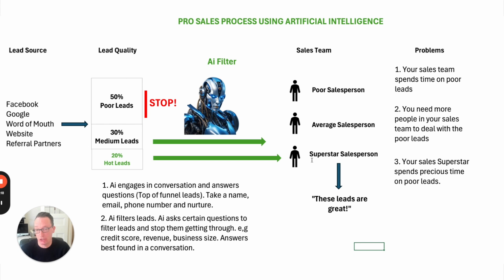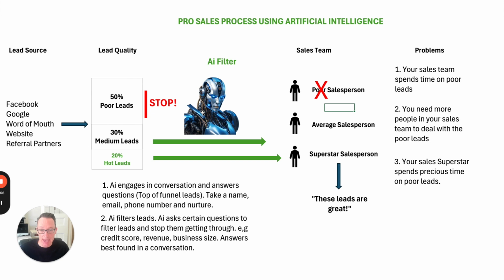And you'll find that your business revenue goes up because your superstars are just spending time on really good leads. The other thing you'll find is that you don't need as many people in your sales team. Now, this is really, really important. Many businesses, once they have this AI filtering system up, can actually let go or redeploy their salespeople to other parts of the business, because now they're not dealing with this huge quantity of poor leads. So this is a really big game changer and something that can't be emphasized enough.